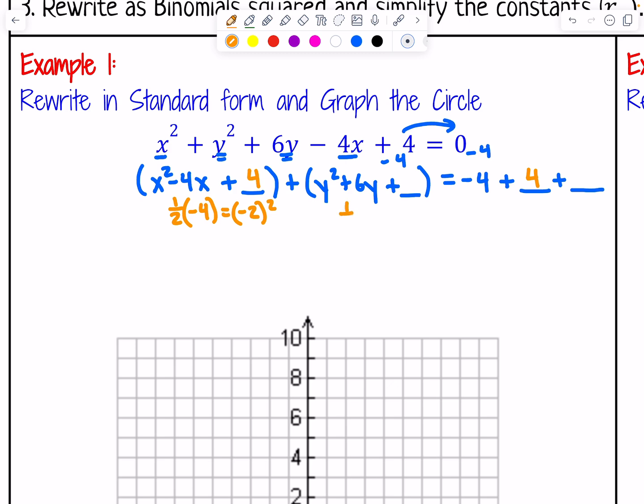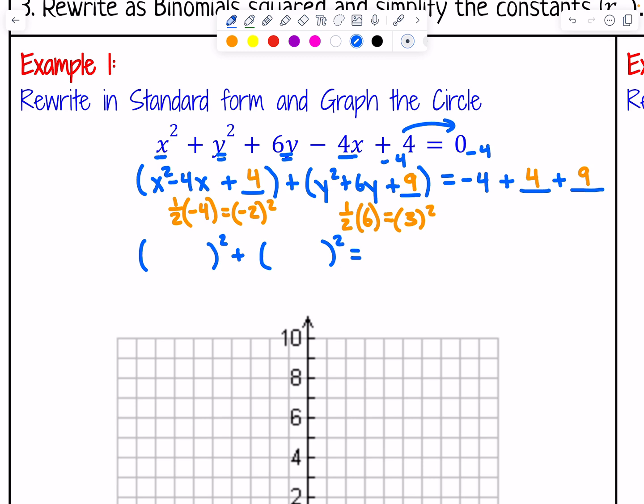Same thing for the y's. Half of the middle term squared. So half of 6 is 3, and then 3 squared gives us 9, and then make sure to add it to the other side. All right, in the next step, we're able to write this in standard form because we've already got it ready.